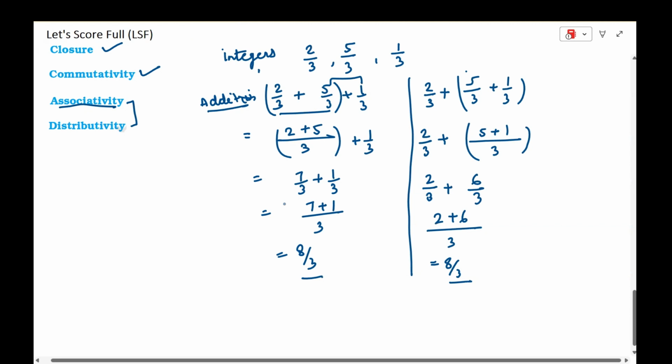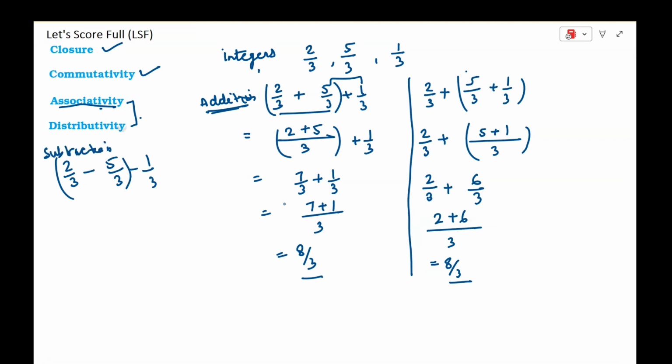Now take one more example for the subtraction. We can take the same numbers. So here, if I take 2 by 3 minus 5 by 3 and minus 1 by 3. Let's associate the first two. We have studied associativity for the addition. And let's learn the same thing for the subtraction, whether it is valid or not.